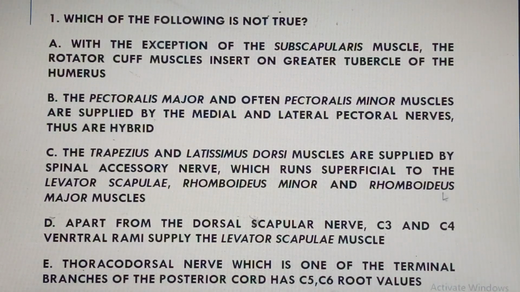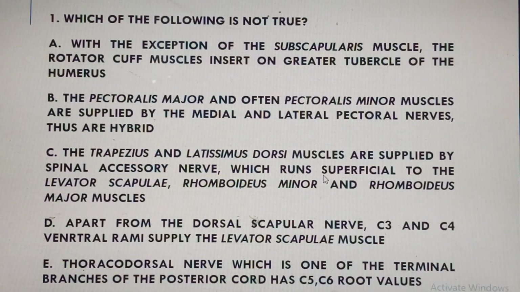So that's very true. Now, option C says the trapezius and latissimus dorsi muscles are innervated by spinal accessory nerve. That's the cranial nerve 11, which runs superficial to the Levator Scapulae, Rhomboideus Minor, and Rhomboideus Major muscles. No, that's a wrong statement.